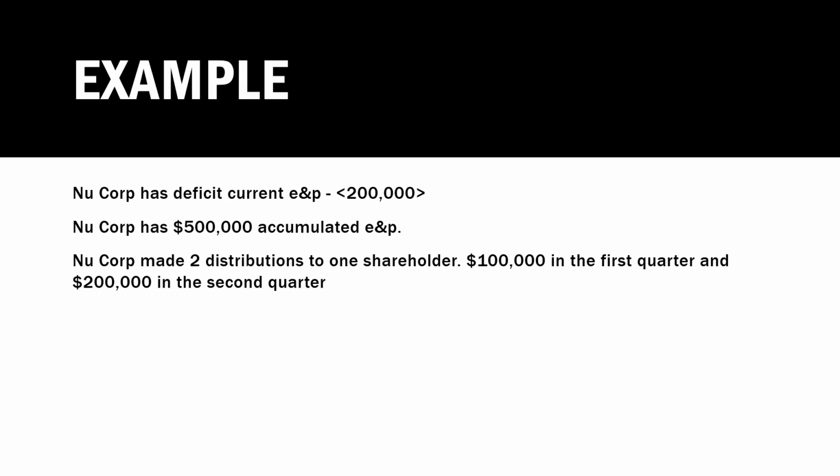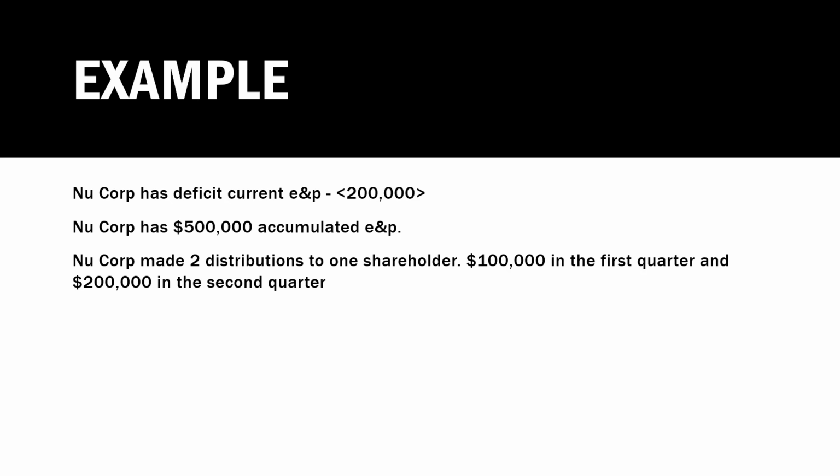Then the next step is for you to go to the first distribution. Like I said, it's on a first come, first served basis. So the first distribution that was made was 100,000. So you reduce the accumulated earnings and profits by 100,000. So that's 450,000 minus 100,000. The accumulated earnings and profits will now be 350,000. So we're done with the first distribution. That means all of the first distribution is a dividend out of accumulated earnings and profits.